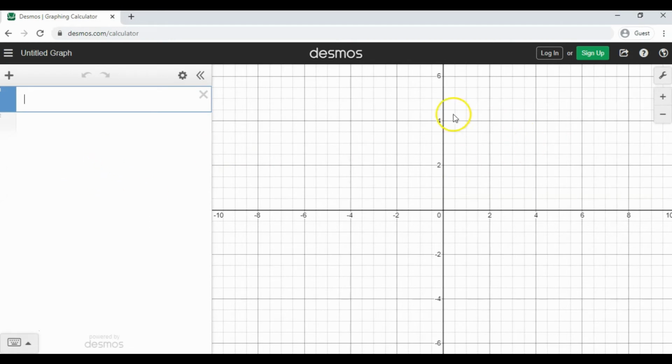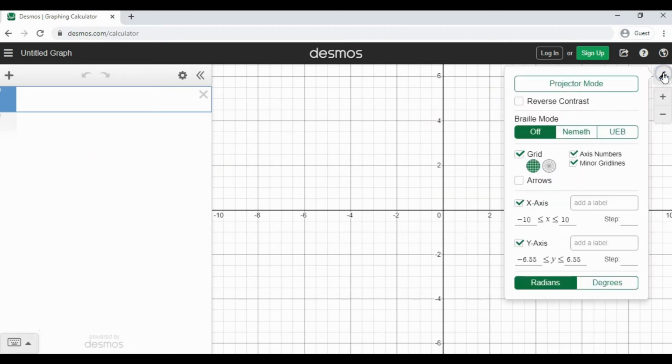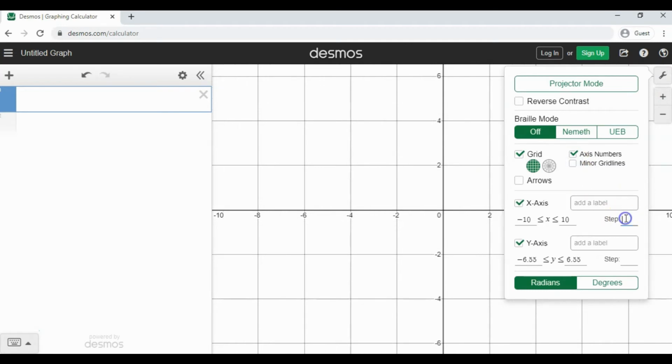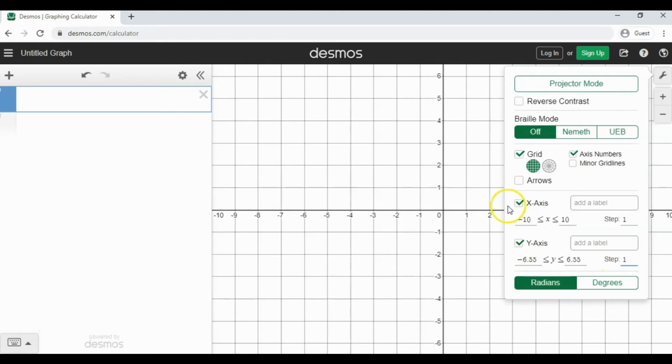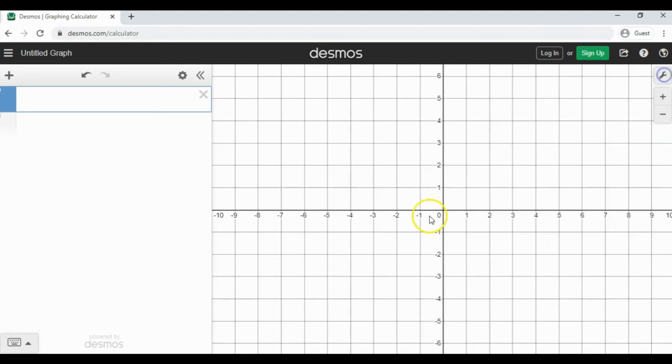What I usually do when I first come in is I go over here to Graph Settings, and I turn off minor grid lines, and then I set the steps to 1 each. So the X steps are at 1 and the Y steps are at 1. That way I can see the numbers on the grid, or I can see them as 1 by 1 squares. All right, so now let's go ahead and graph what we just looked at up on the board.